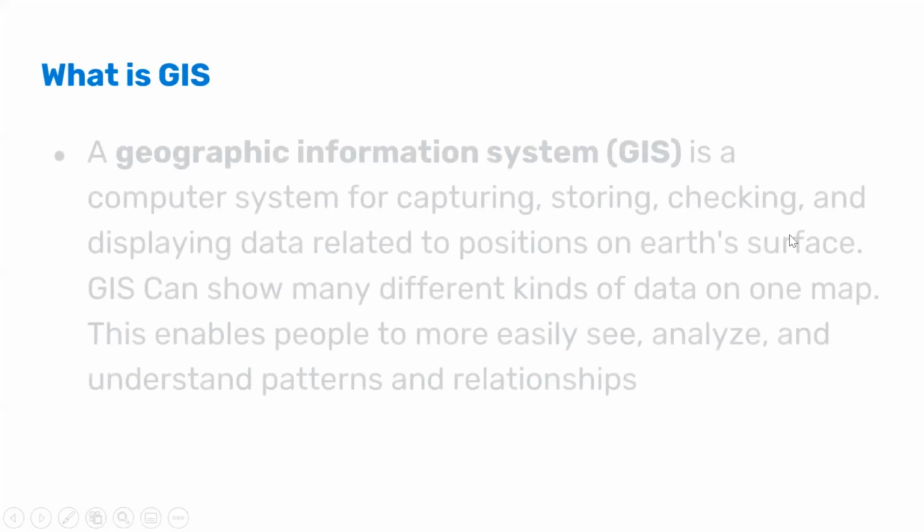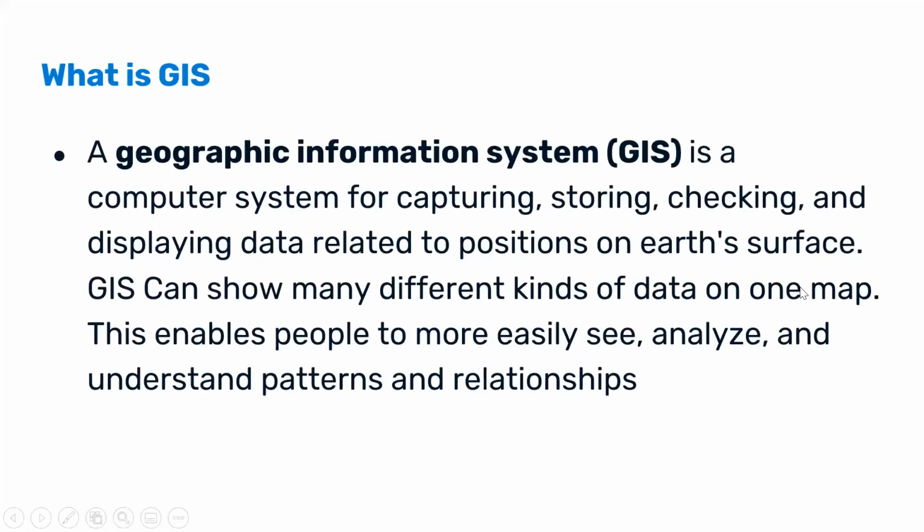Okay, right. So basically what you're seeing here is an extensive definition of what GIS is. Here it says it's a computer system for capturing, storing, checking, and displaying data related to positions on Earth's surface. GIS can show many different kinds of data on one map. This enables people to more easily see, analyze and understand patterns and relationships. Now, this is a very extensive definition, but I will just try to show you what we try to do here by applying GIS to public health data.